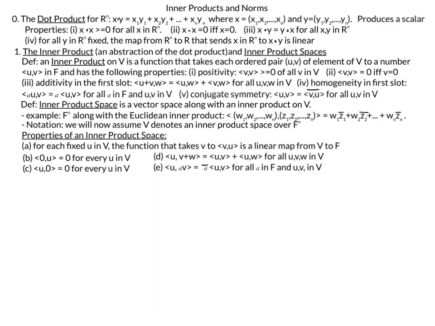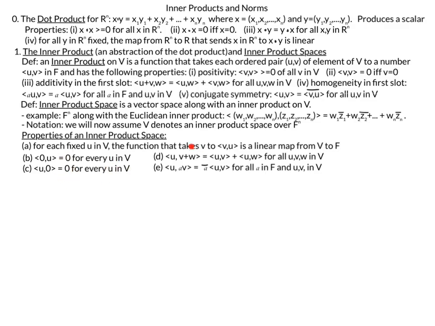We talked about the inner product space, which is simply a vector space along with an inner product defined on it. We used the properties of the inner product to prove these properties for an inner product space. First, if we fix a vector u from V, the function that takes another vector v to the inner product of v with u is a linear map from V to F. Second, the inner product of 0 with u is equal to the inner product of u with 0, which is equal to 0 for every vector u in V.